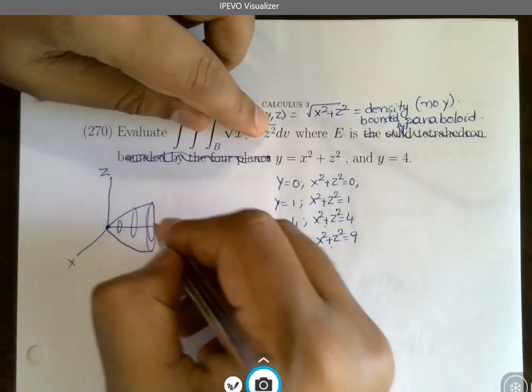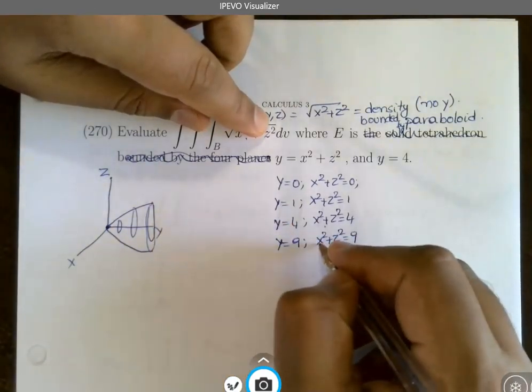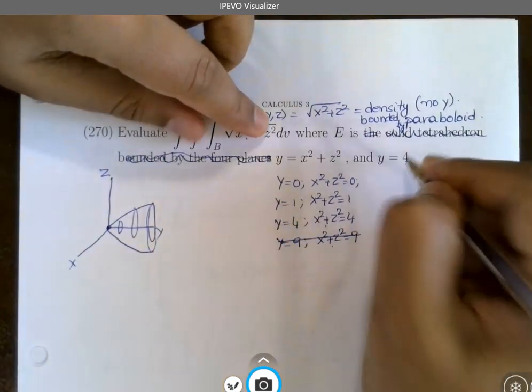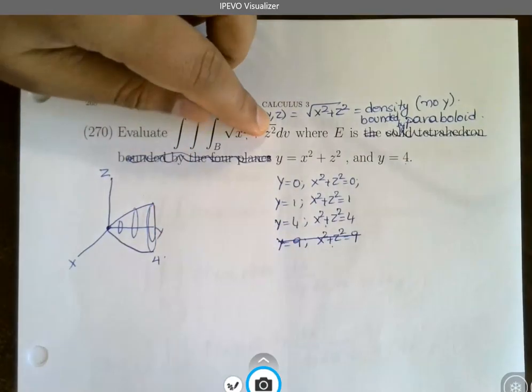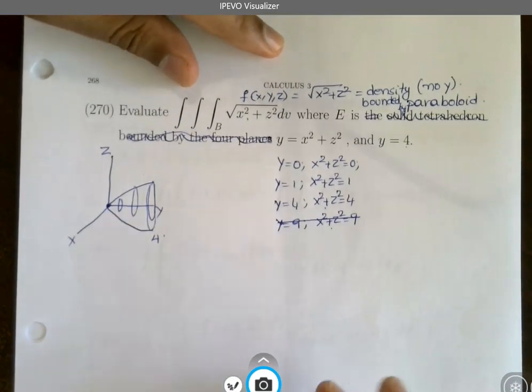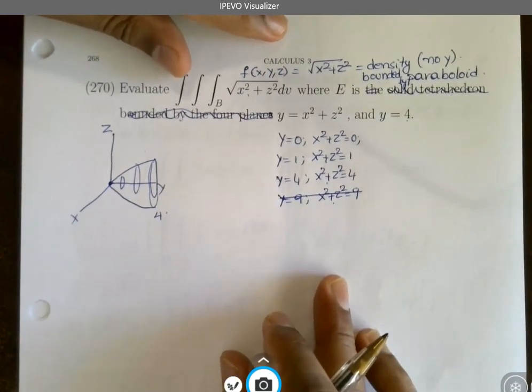Okay, and I cannot go beyond. I said y equals 9, but I cannot use that. I can only go up to y equals 4. So let's say this is y equals 4. Okay, I hope this makes sense. This looks all messed up for me at least.